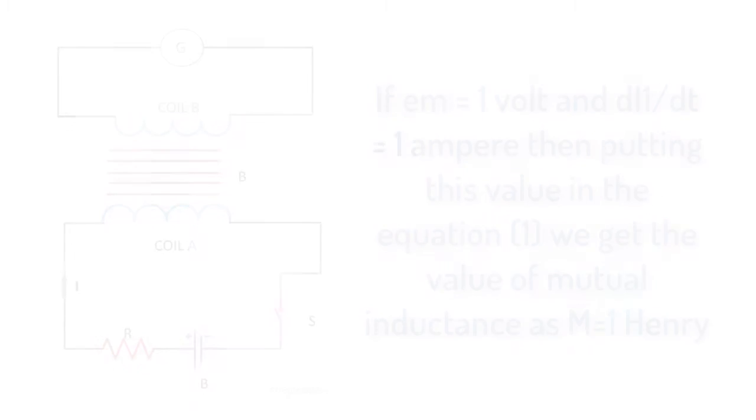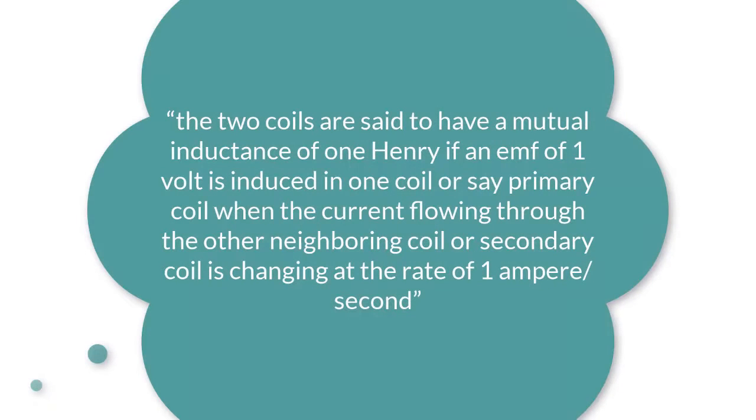Hence, from the above statement, you can define mutual inductance as follows: two coils are said to have mutual inductance of 1 Henry if an EMF of 1 volt is induced in one coil, or say the primary coil, when the current flowing through the other neighboring coil, or secondary coil, is changing at the rate of 1 ampere per second.